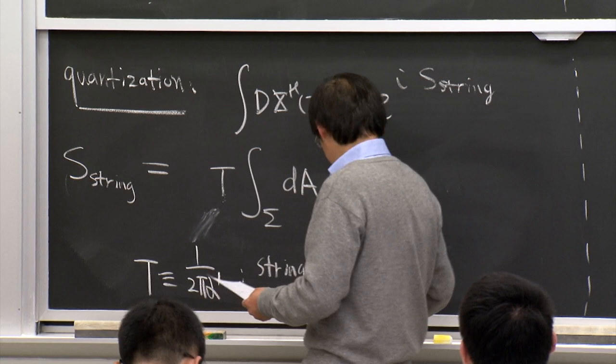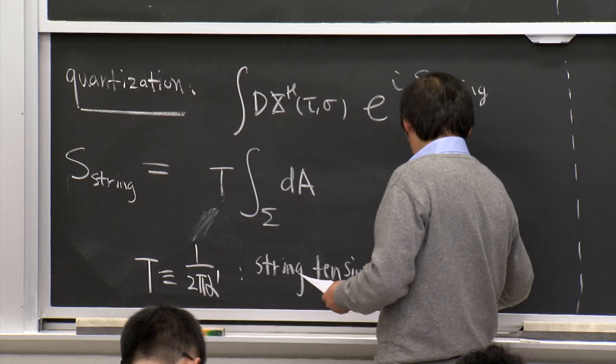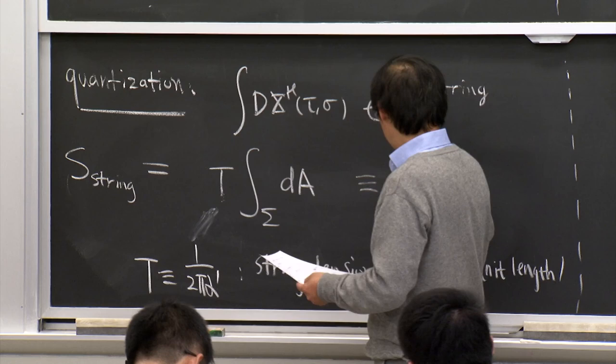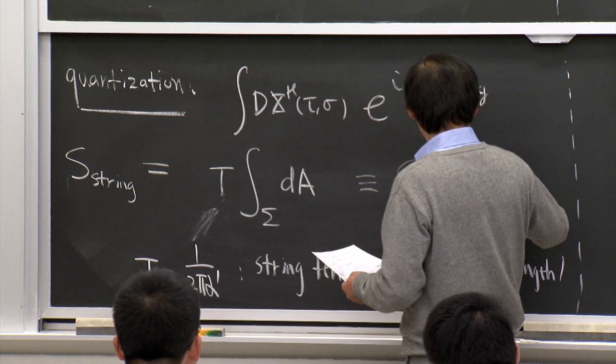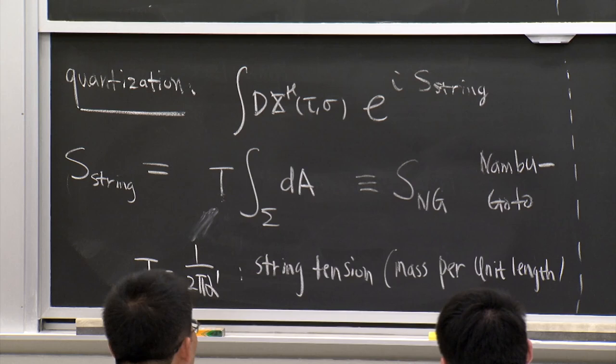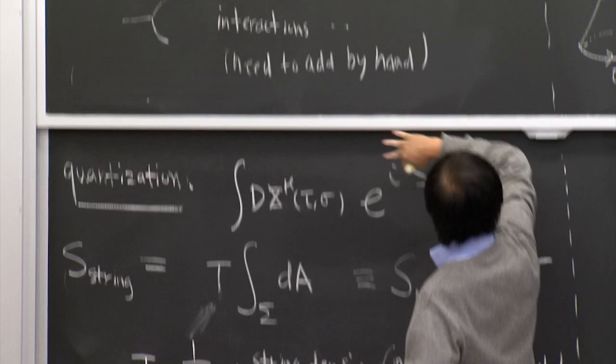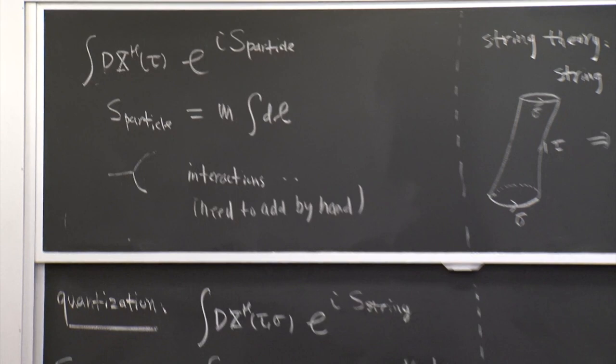So this is mass per unit string tension, just mass per unit length. And this is normally called the Nambu-Goto action. Who first wrote it down? Okay, so this dA is essentially just the area of the surface in the space-time. It's just a straight generalization of the length of the trajectory.